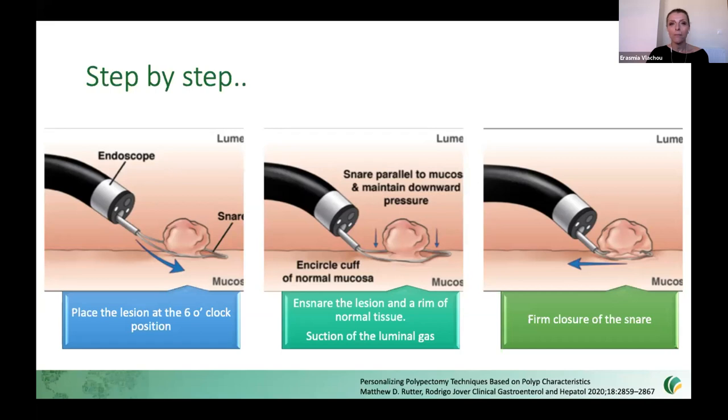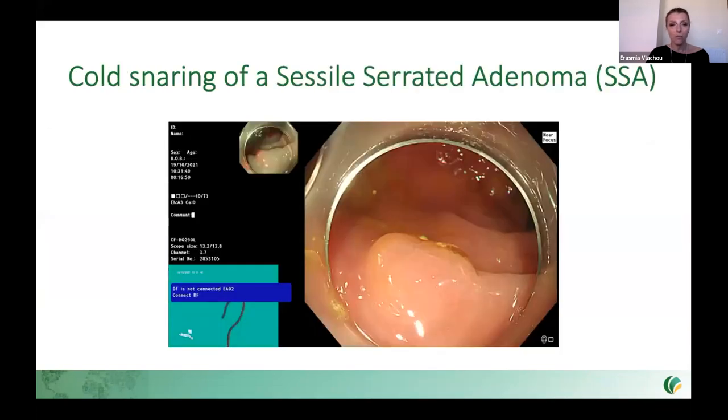The first one being placing the lesion at our 6 o'clock position, opening the snare, making sure that we include not only the polyp, but also a rim of normal mucosa, and closing the snare by applying downward pressure towards the colonic wall and firmly closing it to transect the polyp. So let's see how this works in real life.